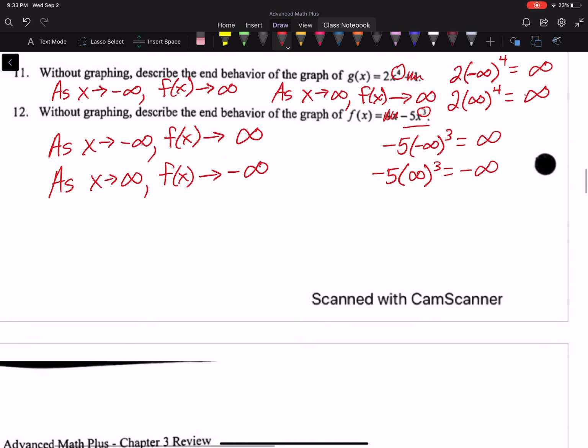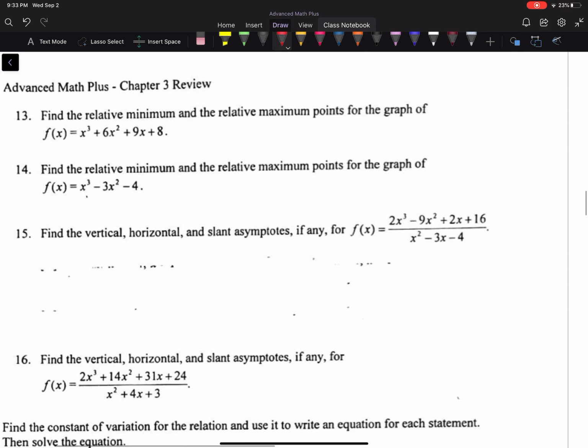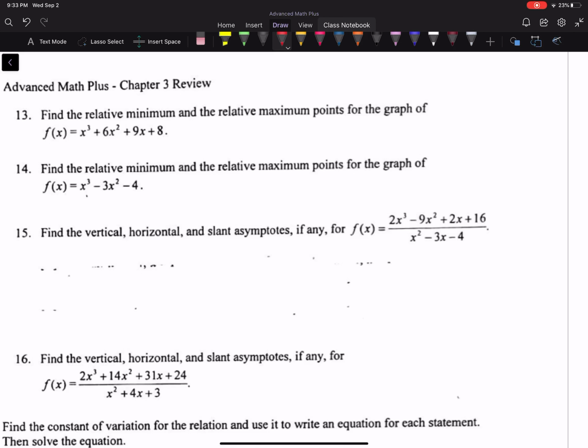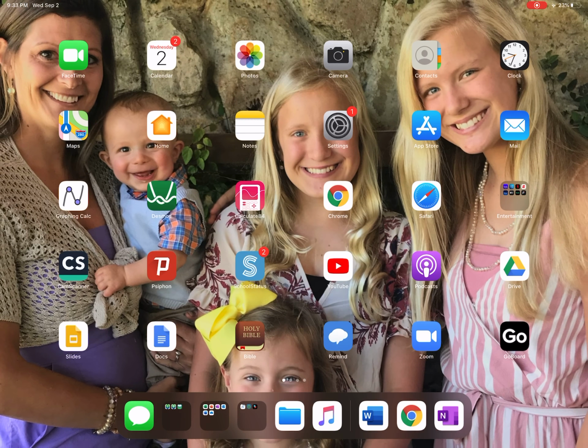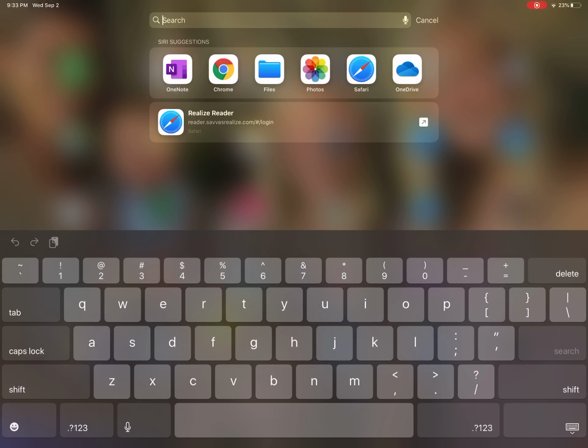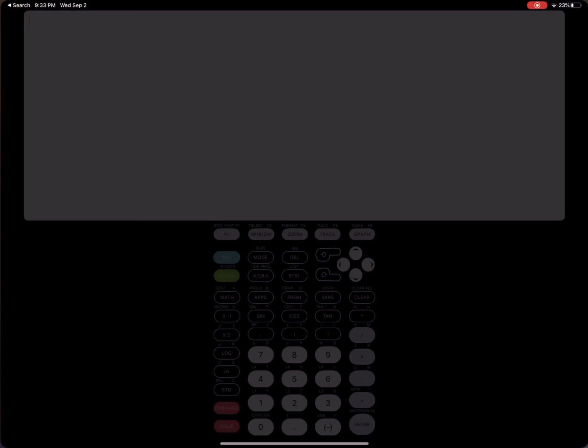Okay? Number 13. Find the relative minimum and relative maximum points for the graph. This is calculator problems. 13 and 14. Calculator. Okay? These are the ones where you have to do the left bound and the right bound, and it will find it. So let me see if I have my calculator on my iPad here. There it is, TI-84.